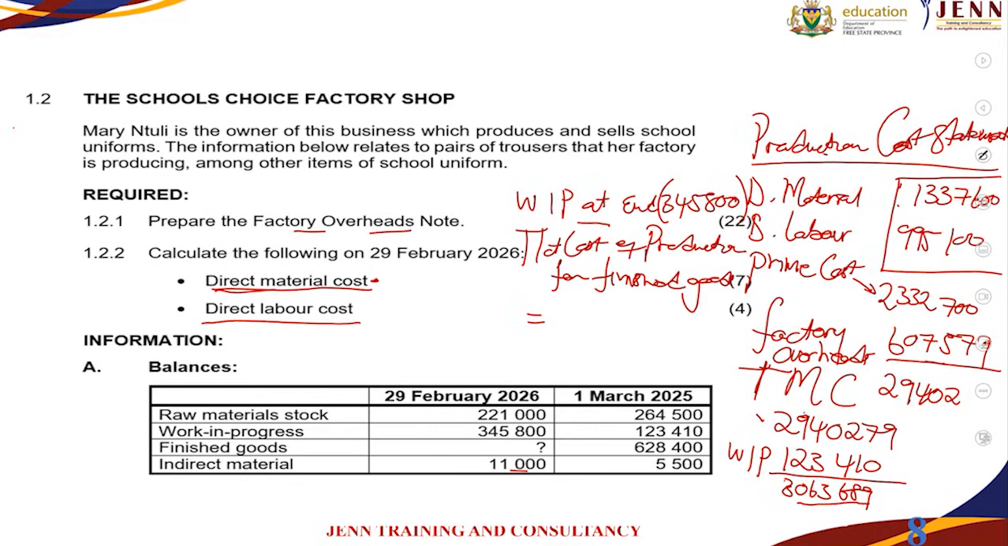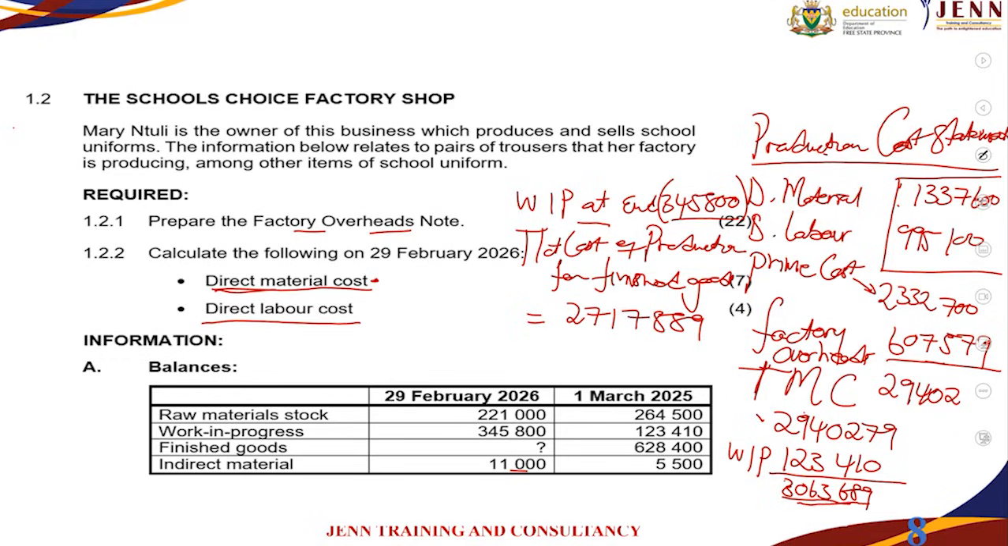Is that a blank space that we normally encourage for you to leave? But remember the amount we are looking for. So after calculating it, you still have to subtract your work in progress at the end, which is 345,800. Then it means now your total cost of production for finished goods will be 27,17,889.